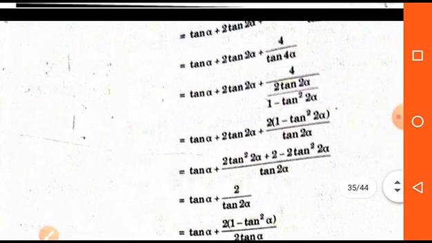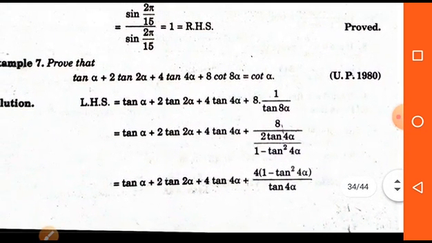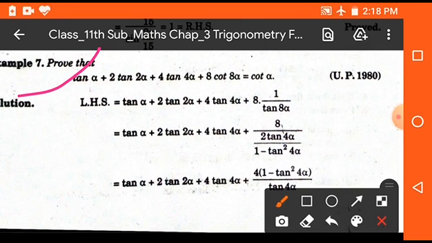Now students, take another example, and this example is most important. So the example is tan alpha plus 2 tan 2 alpha plus 4 tan 4 alpha plus 8 cot 8 alpha is equal to cot alpha. Taking the left hand side, we get tan alpha plus 2 tan 2 alpha plus 4 tan 4 alpha plus 8 into 1 upon tan 8 alpha, because cot is the reciprocal of tan.